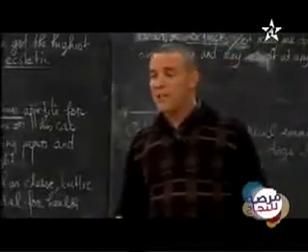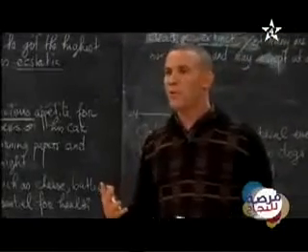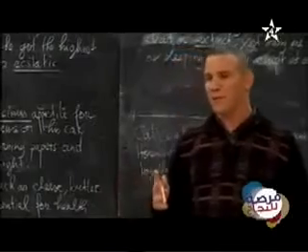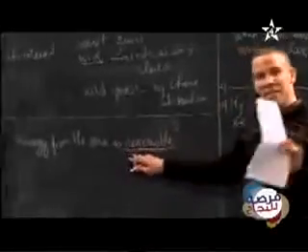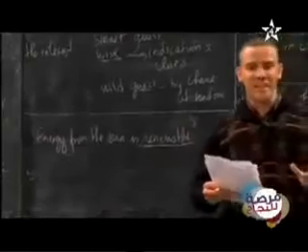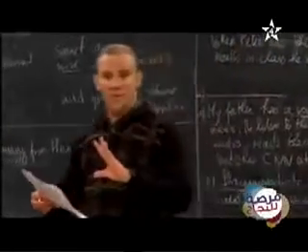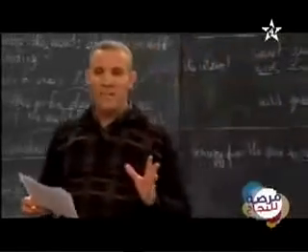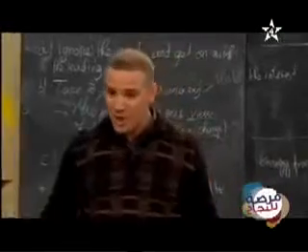Can you read the sentence? Energy from the sun is renewable. Yes, energy from the sun is renewable. Which word, in your opinion, is a little bit difficult to understand? Renewable. Right. Now, let me tell you one thing. When there is a difficult word in a sentence, you should go to the context.